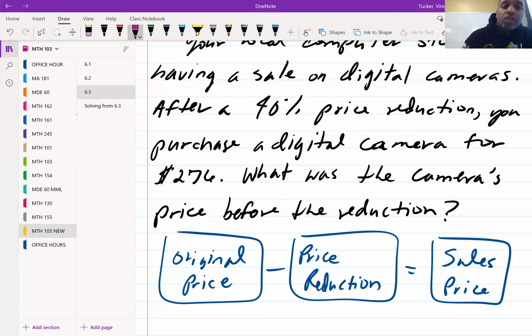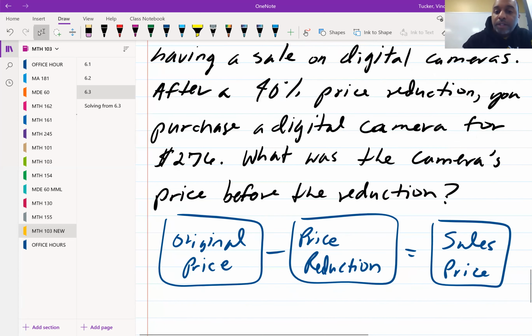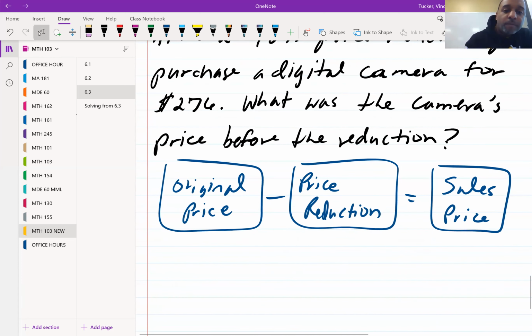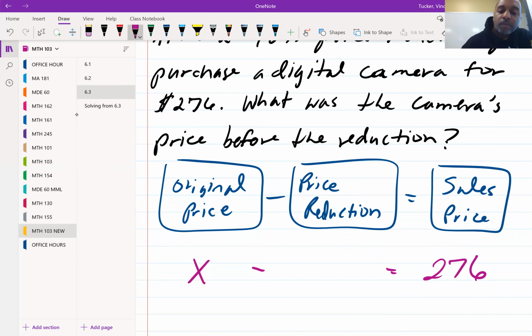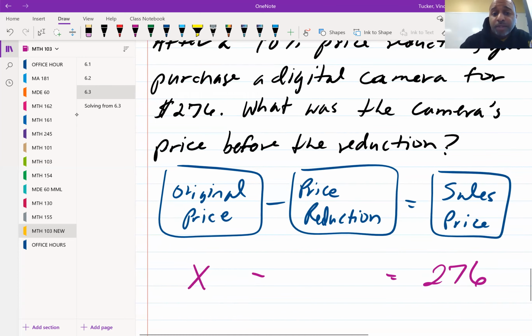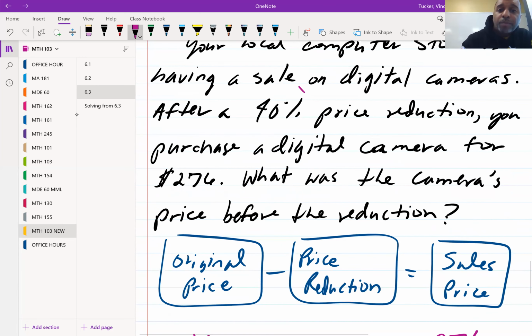All right, so let's fill in the pieces accordingly. The original price is what we're looking for, so we can call that X. Sales price is given to us, which is $276. Now the key here is this piece where a lot of people make a mistake, so be careful with it. So there's a 40% price reduction. As a decimal, that's 0.40 or just 0.4.